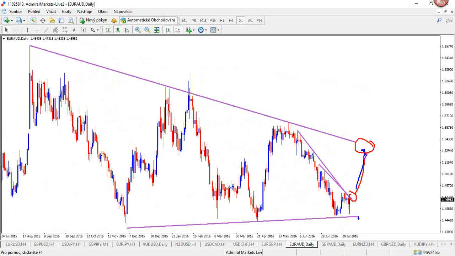If it breaks support, then I would expect a continuation of this momentum. In that case, this was just a pullback, this was momentum, this was a pullback correction, and price can continue falling.